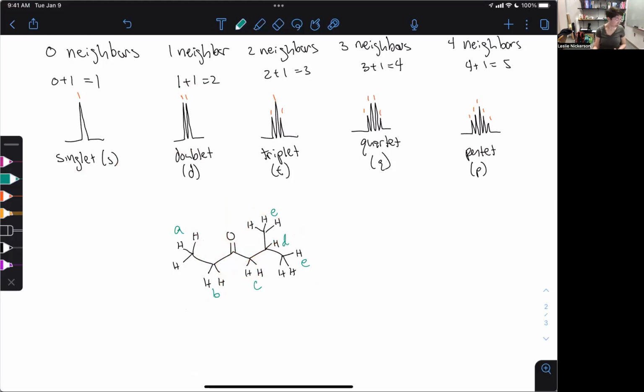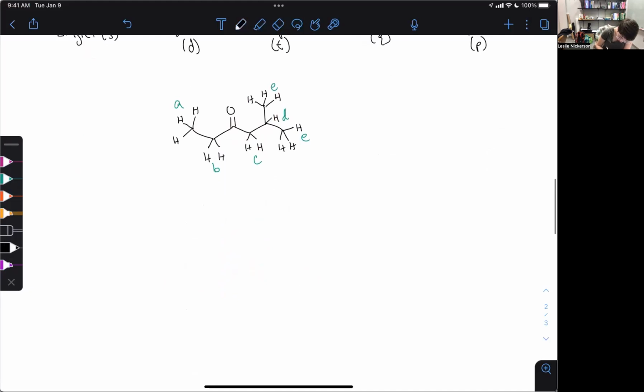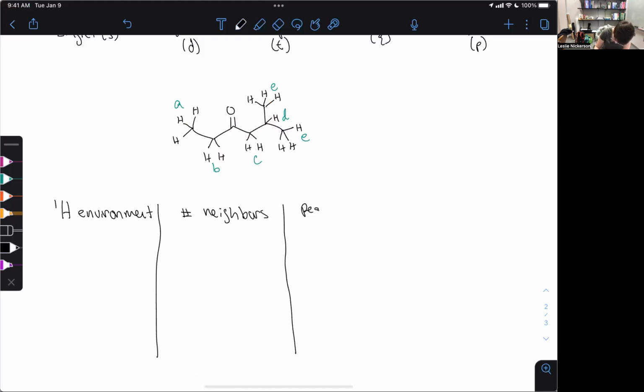Okay, so let's make a little table here. We're going to make a proton environment column, number of neighbors, peak shape, and the integration.